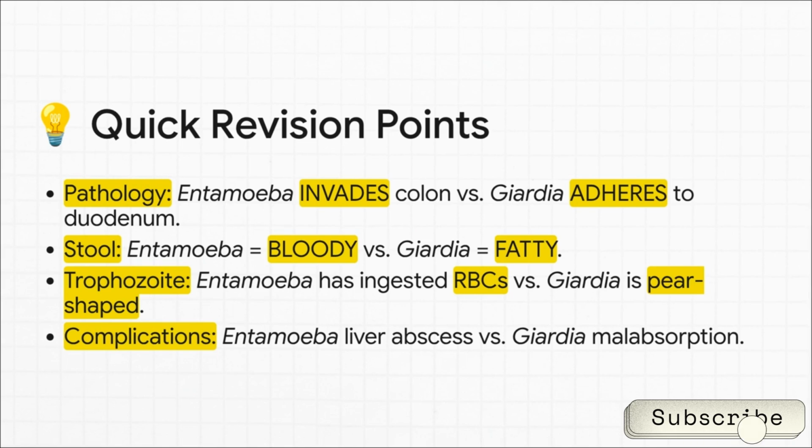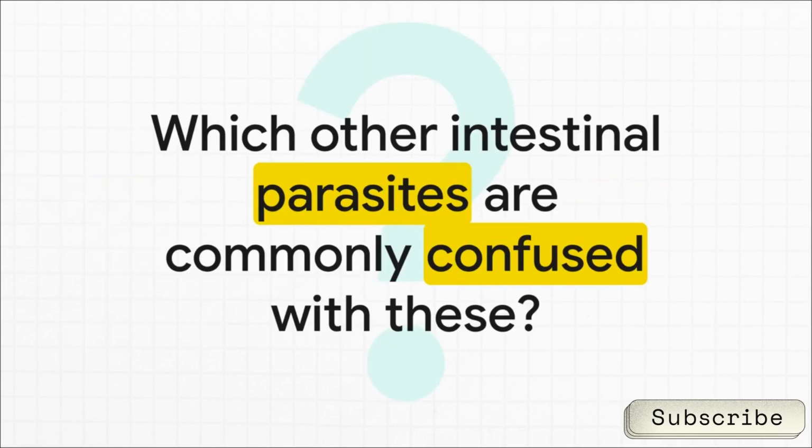Entamoeba is an amoeba with ingested RBCs. Giardia is a pear-shaped flagellate. And 4. Complications. For Entamoeba, the big fear is a liver abscess. For Giardia, it's chronic malabsorption. Got it? And there you have it, your complete exam guide to amoeba and Giardia. You are now totally equipped to tell them apart clinically, in the lab, everywhere.